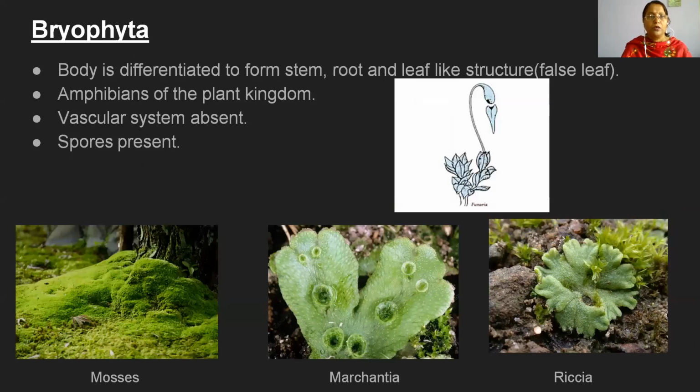Now the next division is Bryophyta. Here the body is differentiated to form a stem, root and leaf-like structure. But see, the leaf-like structure means they are not true leaf, stem and roots, but they are false leaf, stem and roots. And they are called the amphibians of the plant kingdom.